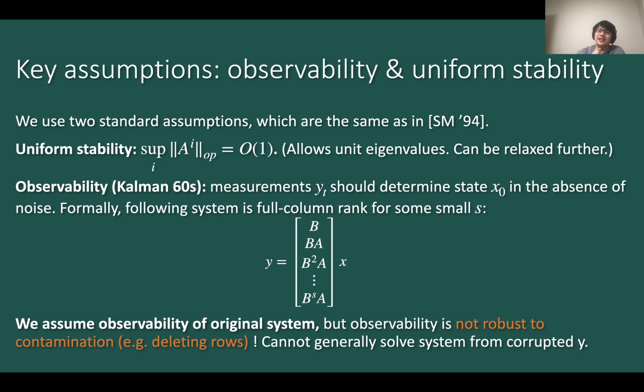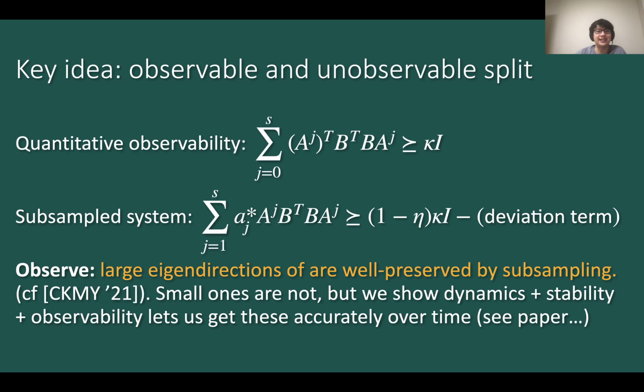And this observability assumption is going to play an important and slightly complex role in our analysis, because when we have the contamination, it's going to be kind of like the leading rows of this linear system, and in general that's going to break the full rank property of the system. And this is going to cause a lot of the challenge for our analysis.